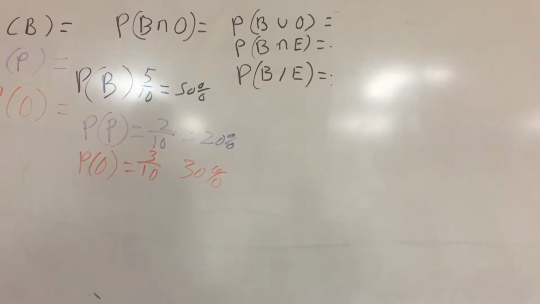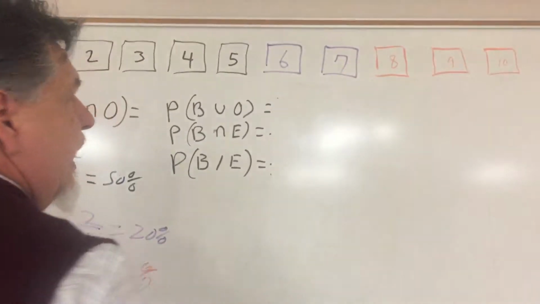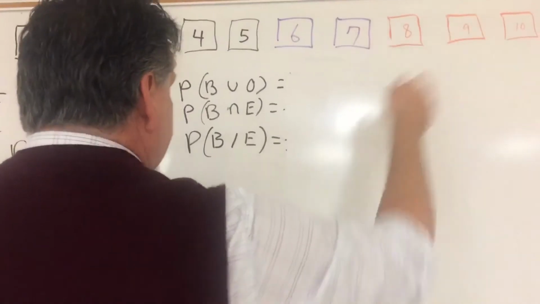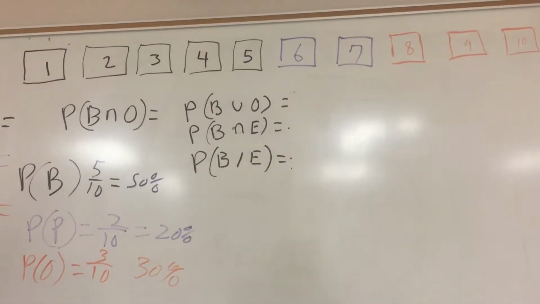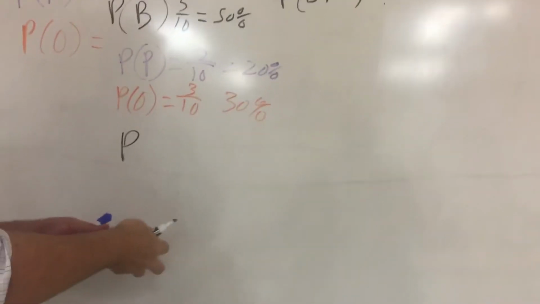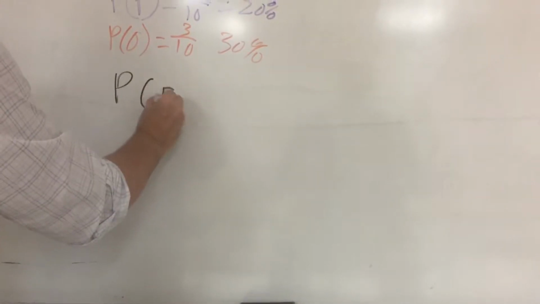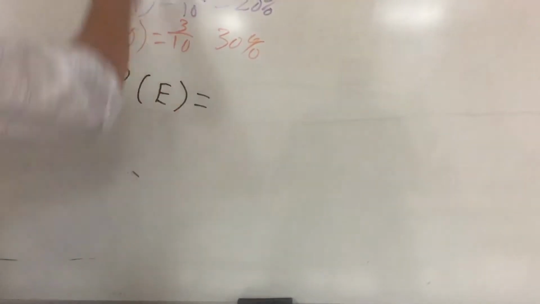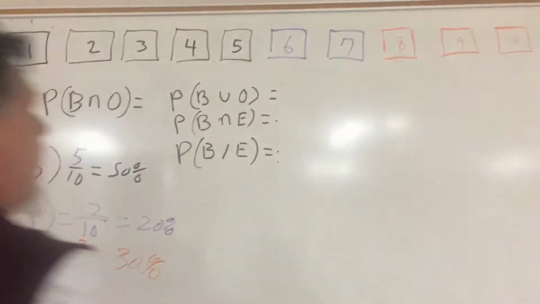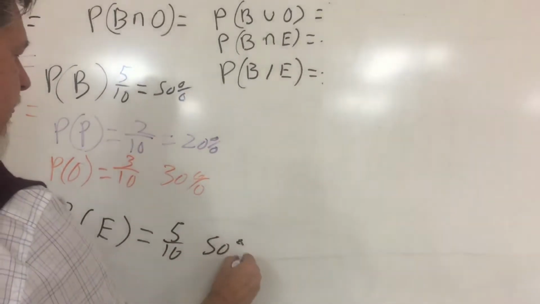Now I have some other things up here. I have odd numbers, 1, 3, 5, 7, 9, and I have even numbers, so I have 2, 4, 6, 8, 10. So what is the probability of reaching in a bag of 10 blocks and pulling out an even number? Well, how many even are there? I got 1, 2, 3, 4, and 5. And I got 10 blocks, so it's 5 out of 10, which is 50%.